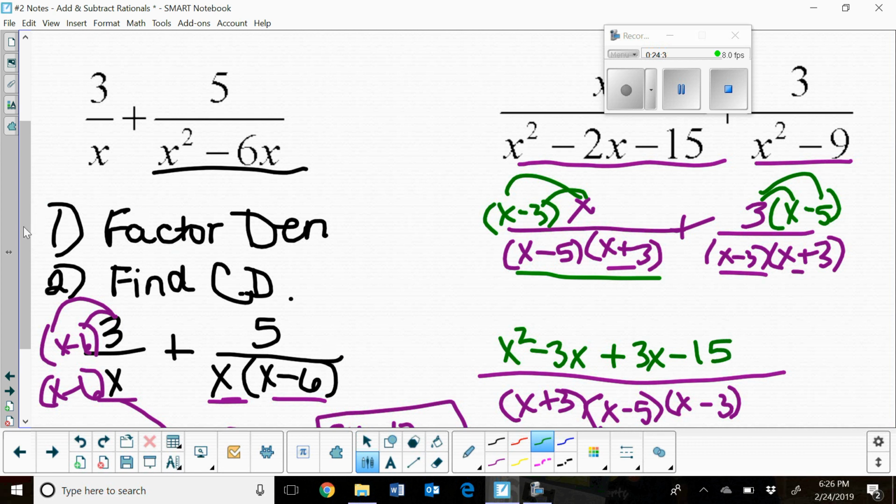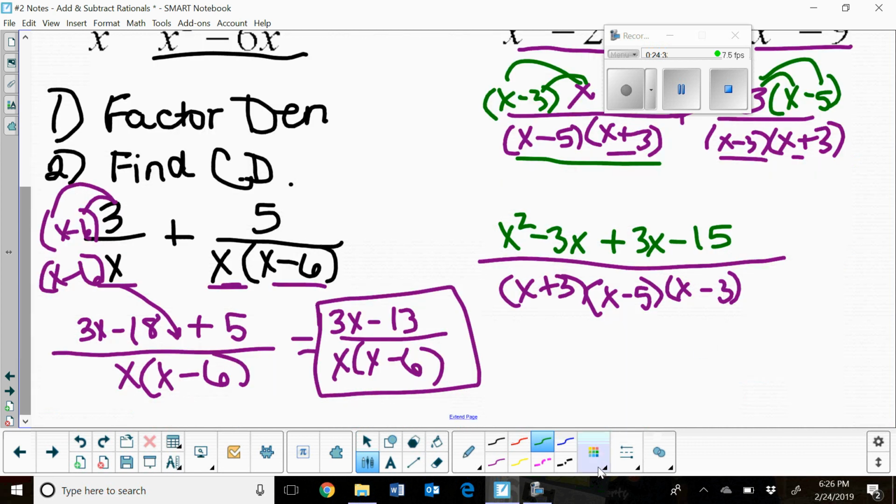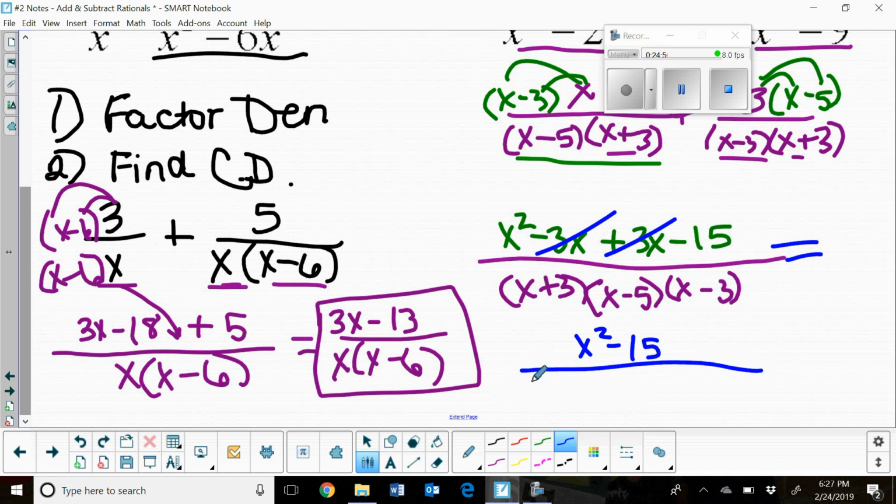Whew, I'm getting close. Now, let's just simplify. All we do is combine our like terms. Well, notice 3x minus 3x, those cancel. So I'm left with x squared minus 15 in my numerator. My denominator contains all 3 factors, x plus 3, x minus 3, and x minus 5.